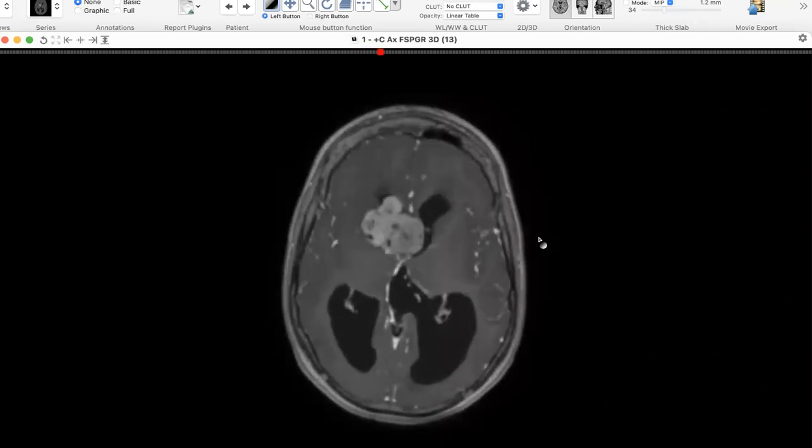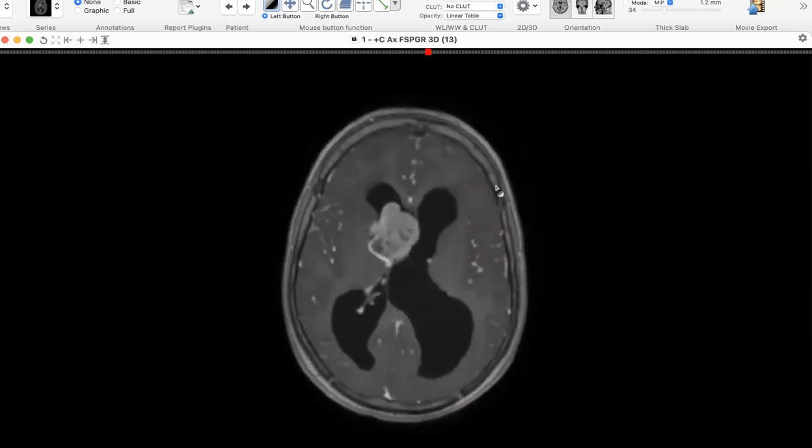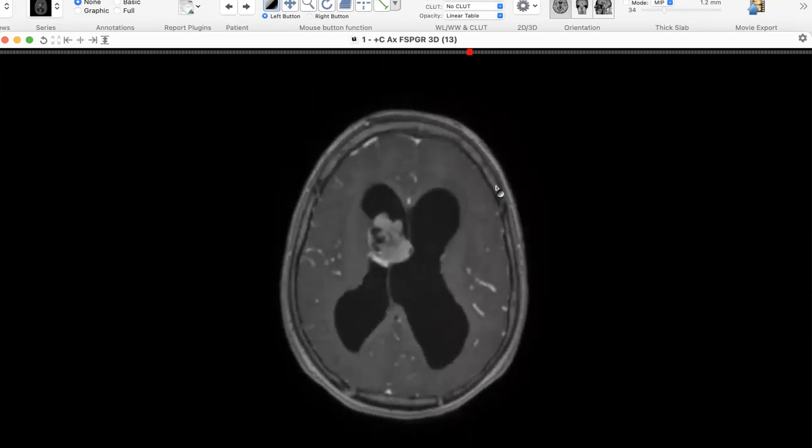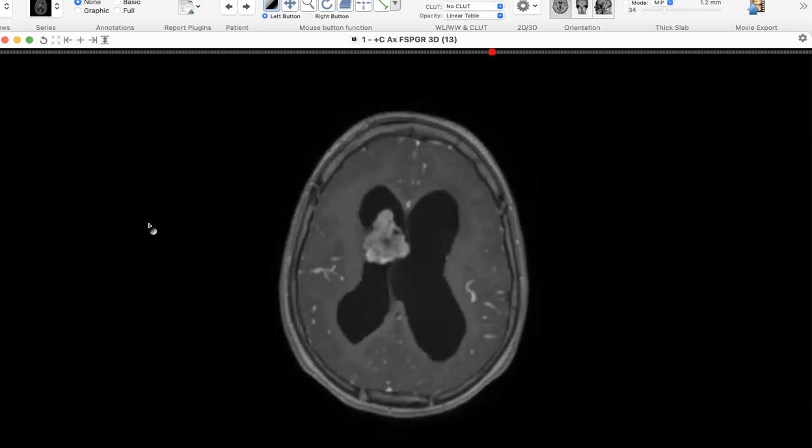So any other thing coming to your mind? Any other differential? I'm not sure if this is also ependymal enhancement or just because of the thin sections. Yeah, you can ignore that. I just want the differential for the mass.